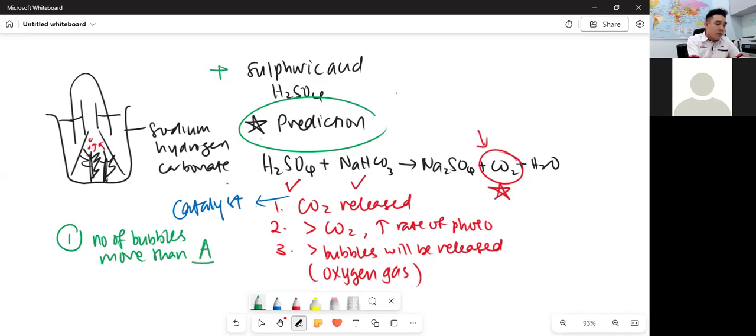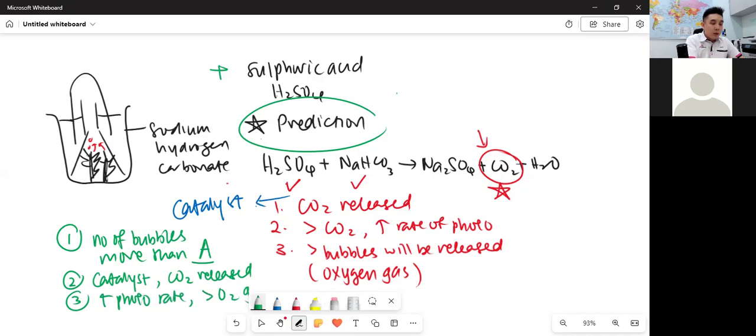Then you can proceed to say, because I know quite a number of teachers told the students to use the word catalyst, okay, fine, this one acts as a catalyst whereby it causes more CO2 to be released. So a higher photosynthesis rate will lead to more oxygen gas produced. This is what contributes to more air bubbles. All right, guys, with that, I wish you good luck in your Bio Amali tomorrow.